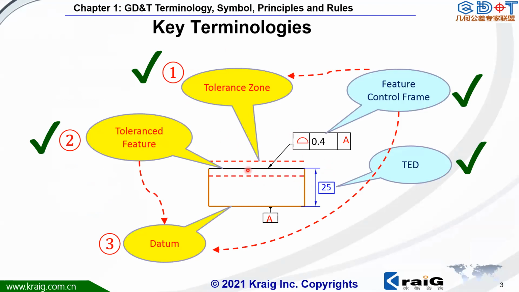This diagram we have seen in the previous module. This is the key concept for us to understand geometric tolerance. In the previous module, we have explained what is datum. In this module, we try to understand the rest of it.